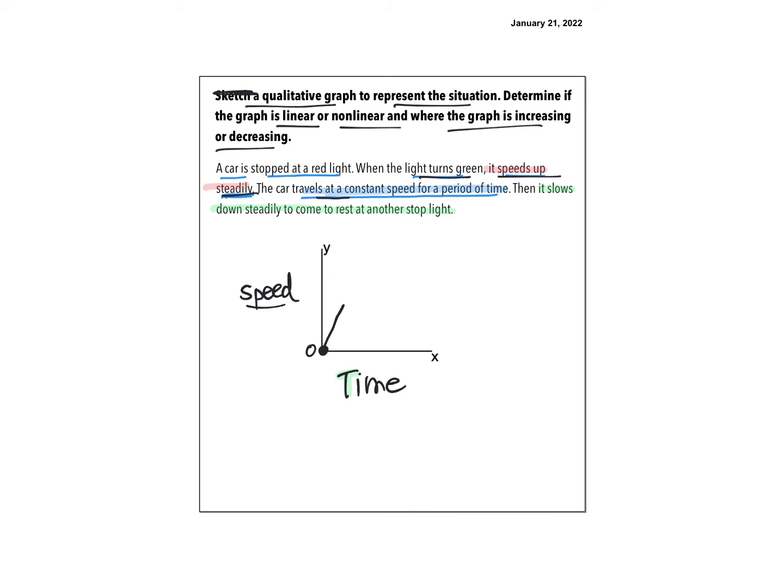Okay, then it travels at a constant speed for a period of time. So now it's at its speed. It's going to go at a constant speed. So the speed is staying exactly the same. So maybe it's like 30 miles per hour, just an example, it's staying at that constant speed.